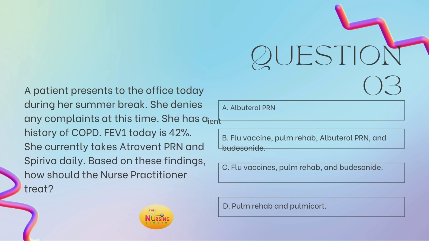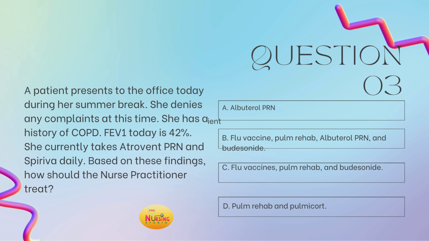And so then you need to know, how do you treat in each of those. Now, she's already on Atrovent PRN and Spiriva daily. So she already has a SAMA, a short-acting muscarinic agent, which is your Atrovent PRN. She's already on a LAMA, which is your Spiriva daily, right? So what do we do next?